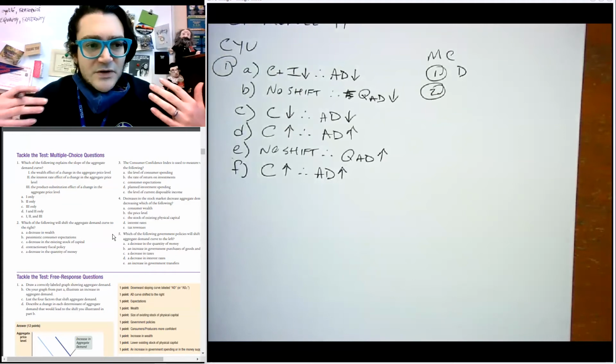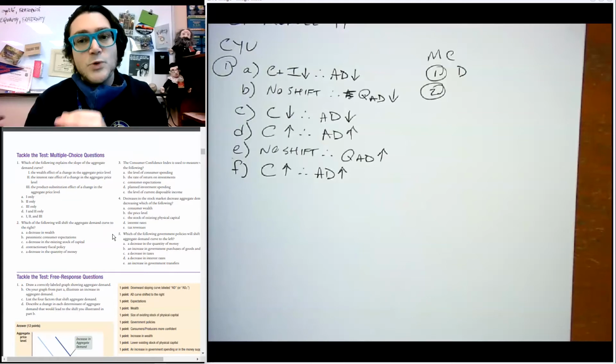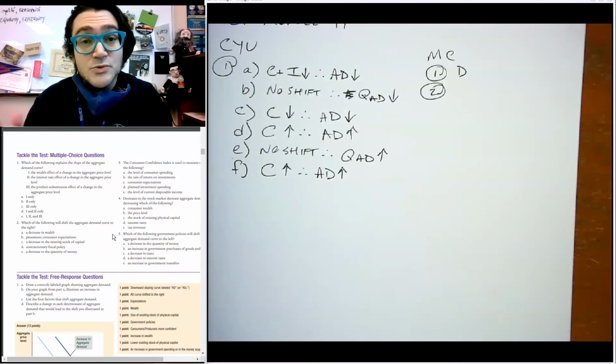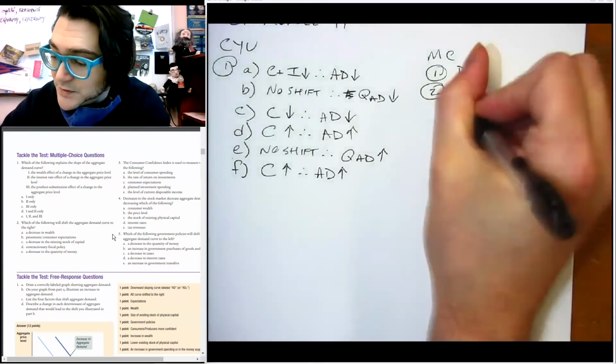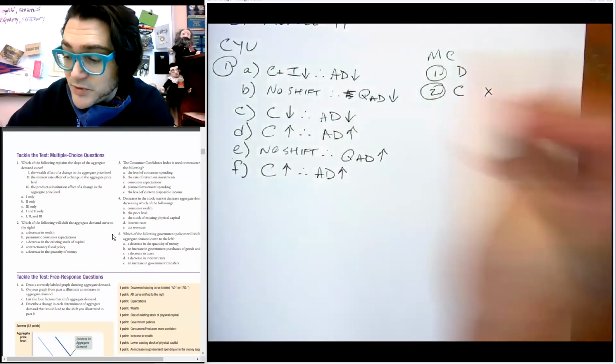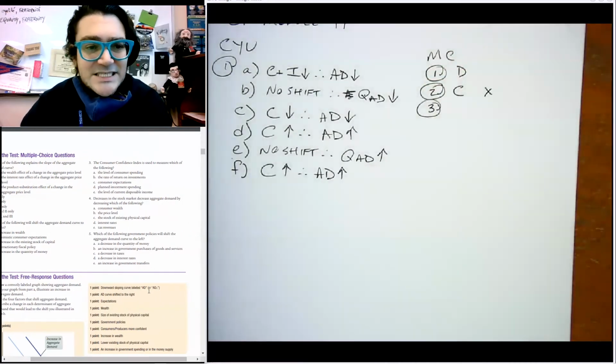So if there's been a decrease in the existing stock of it, the thinking is that businesses will respond by spending more money on it, which would increase investment spending and increase aggregate demand. So the right answer for number 2 is C, but I am not going to put that one into the set. Number 3, the Consumer Confidence Index is used to measure which of the following.